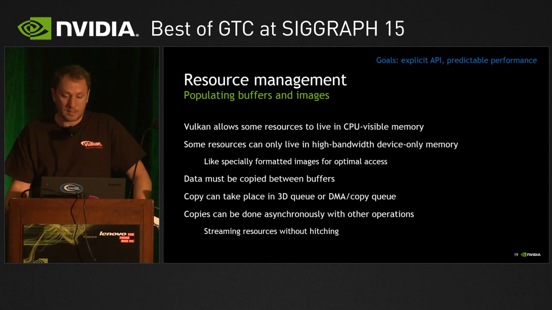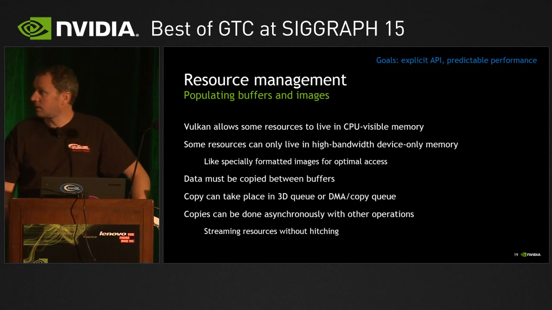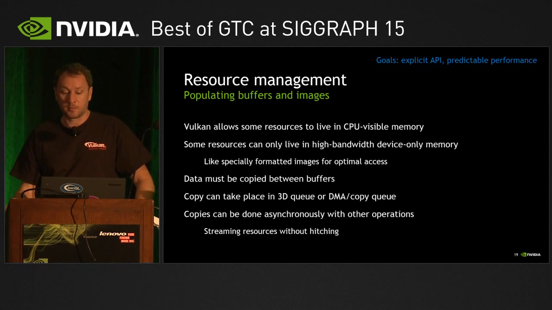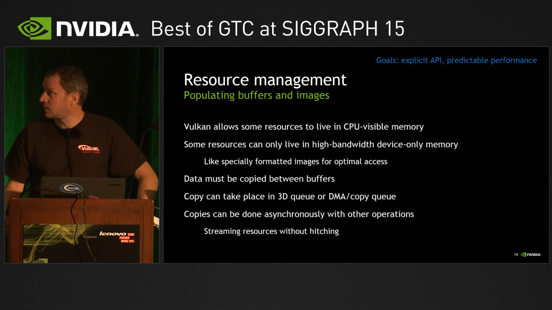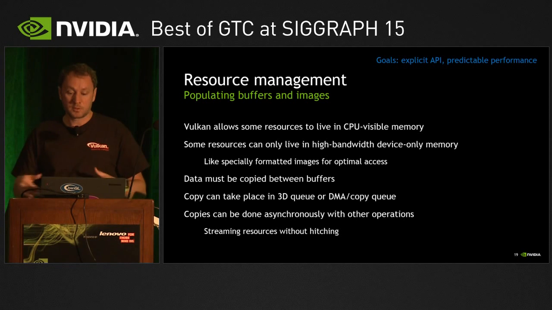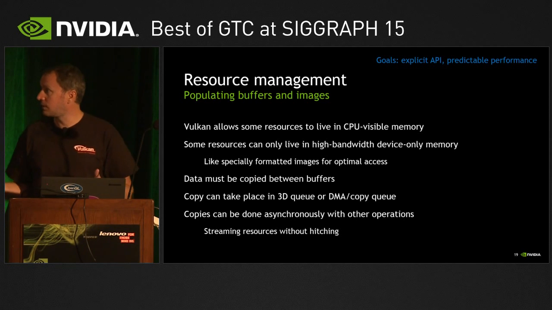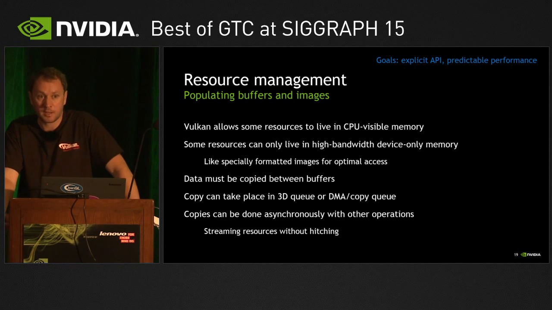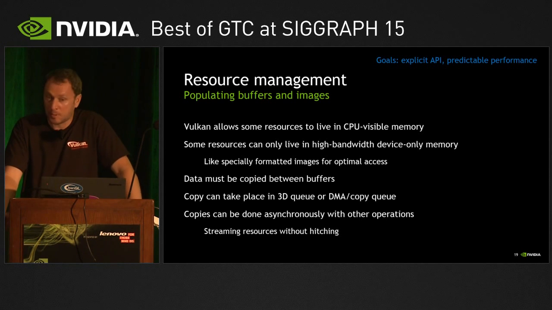So Vulkan is an explicit API. It's a lower level API than GL, which means there's a lot of things that a Vulkan application needs to do that used to be taken care of by GL. For example, I mentioned before that you create physical allocations. There's actually different kinds of physical allocations you can make. Some are from the high bandwidth device-only memory, and some are from CPU visible memory, which might not be as high bandwidth, but it's accessible by the CPU.